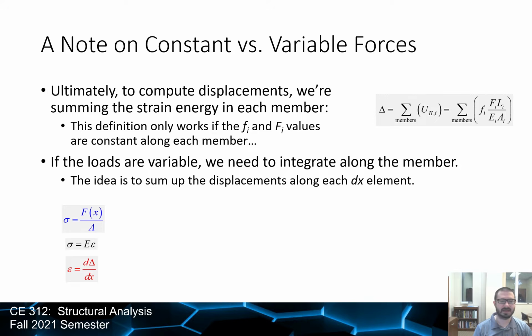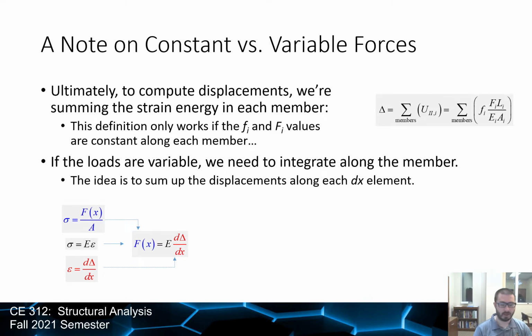So the idea is that we would take our expressions of equilibrium, Hooke's law, and compatibility. Equilibrium says that the stress is F over A, but in this case, F is a function, right? It's variable, so it might not be a constant value. We still have Hooke's law, stress is E times the strain. And for the strain term, instead of just saying delta over L, we're saying a little increment of displacement over a little incremental element. So it's the derivative of displacement with respect to x.